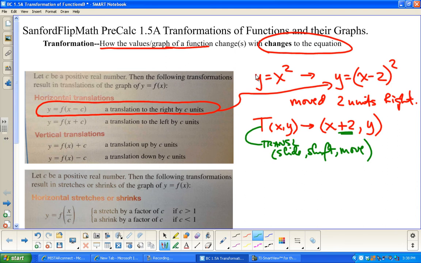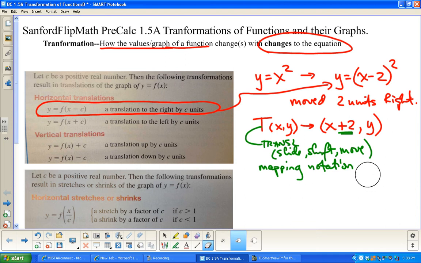This is called mapping notation. It illustrates and basically says exactly what happens to the ordered pairs. So when it moved 2 to the right, the x values became x plus 2, 2 more than what they were. The y values didn't change.